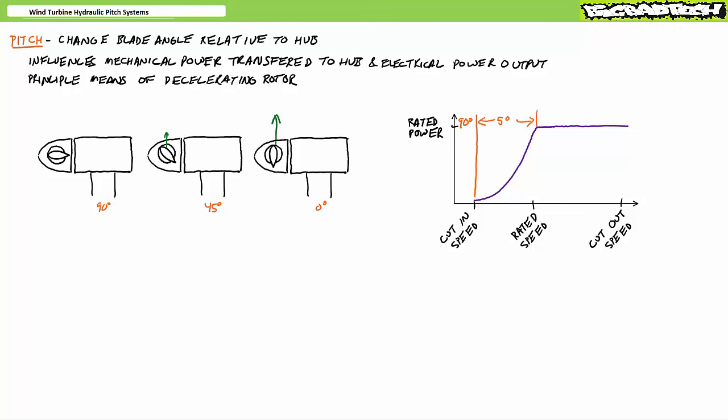Between the cut-in to the rated speed, the turbine will set the pitch angle of the blades such that they intercept the maximum amount of incoming power. Depending upon the aerodynamic profile of the blades employed, you might observe a pitch angle of, let's say, 5 to 6 degrees from the cut-in speed to the rated speed.